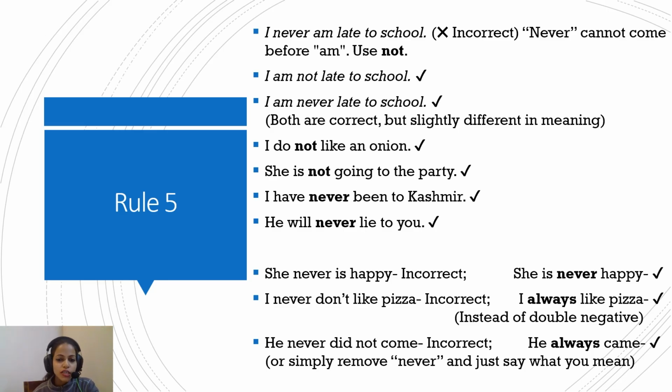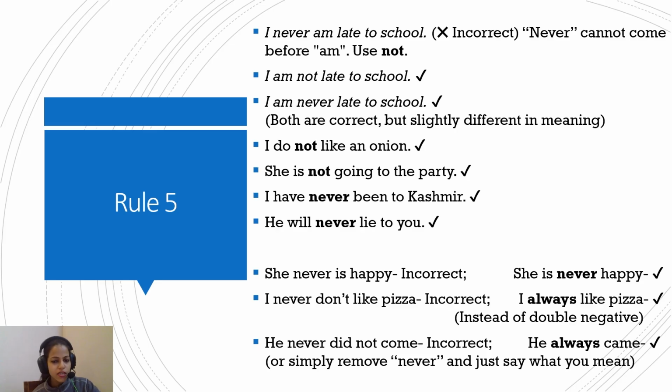Anyway, I do not like an onion. I mean, here it should be not. That means I do not like an onion. I might have liked it, but at this point I don't like it. She's not going to the party. Or I have never been to Kashmir. So I've never been to Kashmir. It has never happened even once that I've seen Kashmir. He will never lie to you.